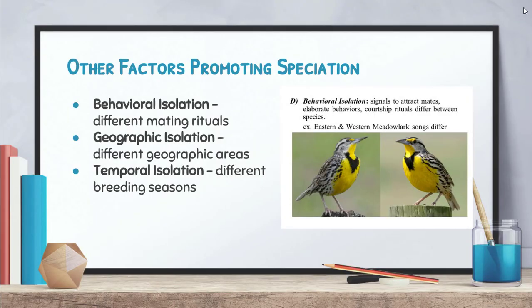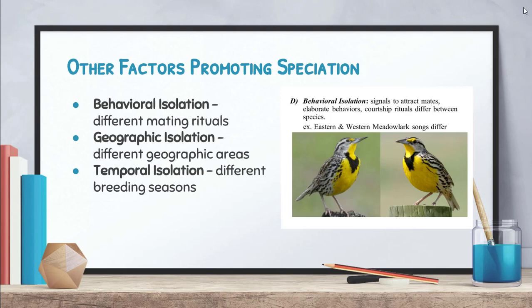A couple of other factors that promote speciation or changes in species, behavioral isolation is one, and that requires different mating rituals. So for example, the eastern and western meadowlarks, very, very similar birds as you can see, but they will not mate with each other because their signals to attract mates differ between those species. The songs that they sing in order to attract mates is very different from one another.